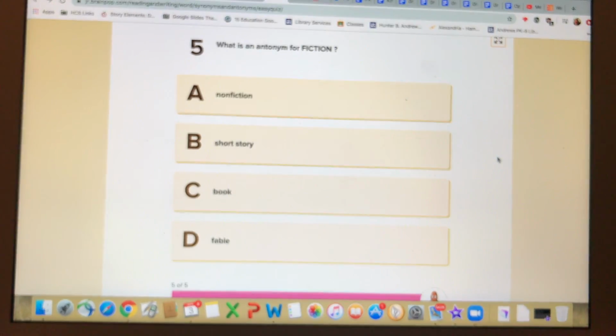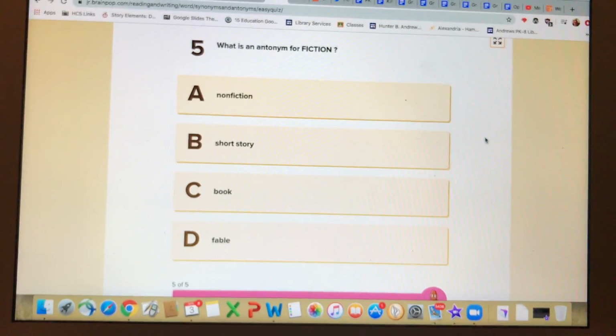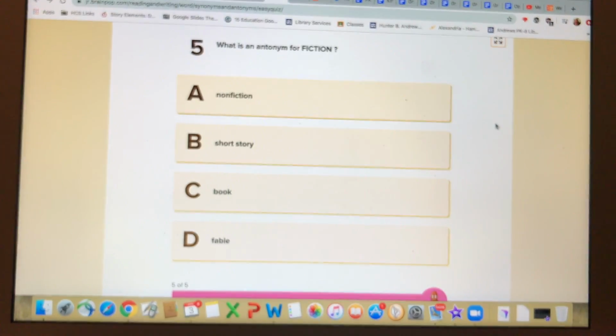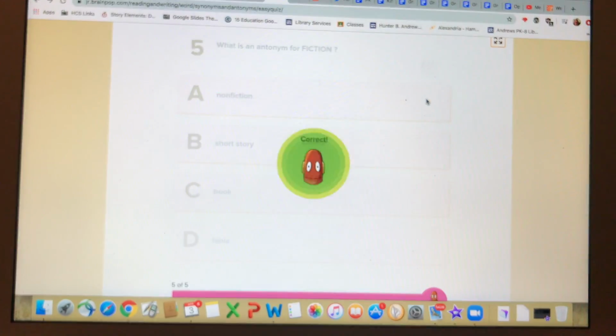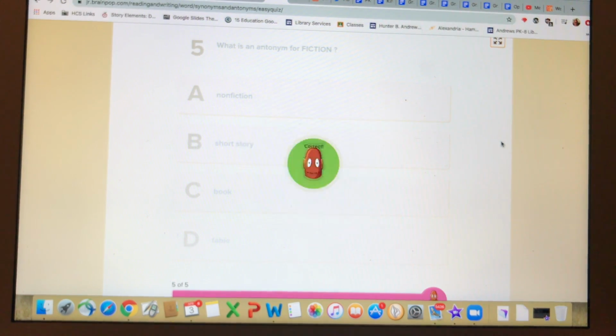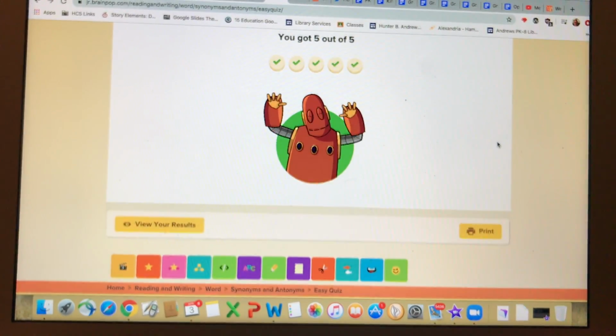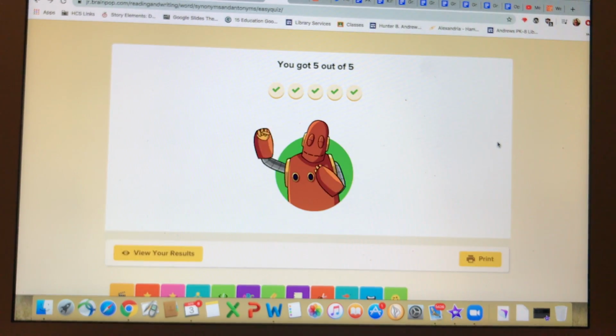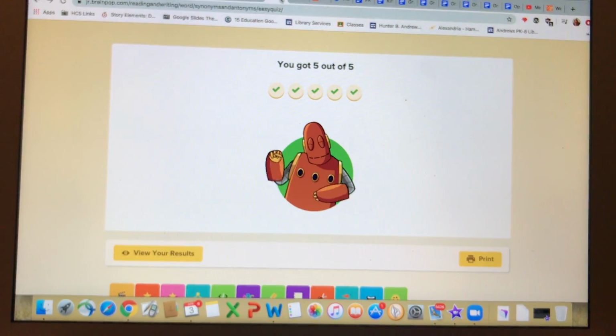Good job. What is an antonym for fiction? So what is the opposite of fiction? Nonfiction. I think so, but let's keep going. Short story. No. Book. No. Fable. No, because short stories and fables are actually examples of fiction, so they wouldn't be the opposite of fiction. The opposite of fiction is nonfiction. Good job. Ooh, Moby's doing a dance. We got all 5 out of 5. Excellent. All right, guys. Good job.